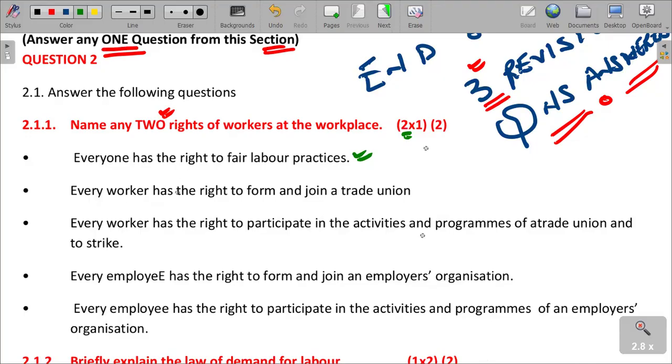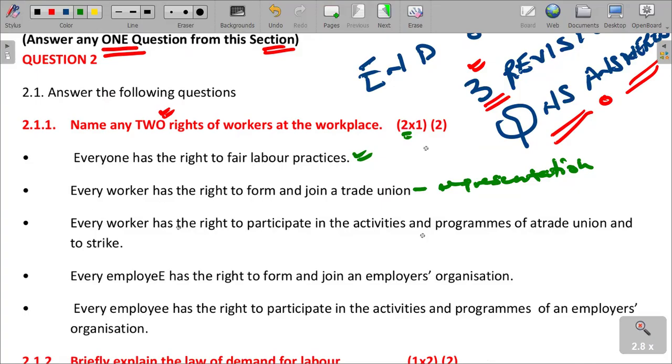Every worker has the right to form and join a trade union. We have been talking about representation of employees. It is a right of every employee to be represented, maybe in times of grievances or problems that might arise at the workplace. They have a right to join a trade union of their choice.